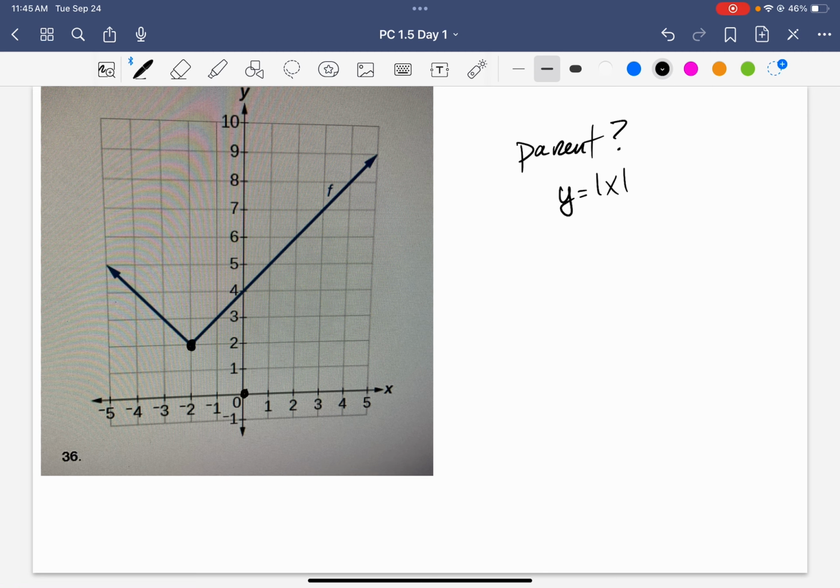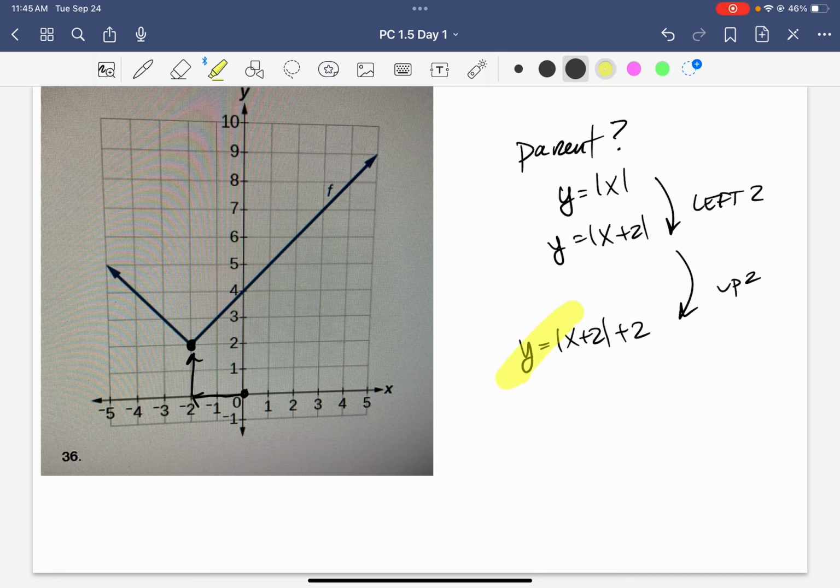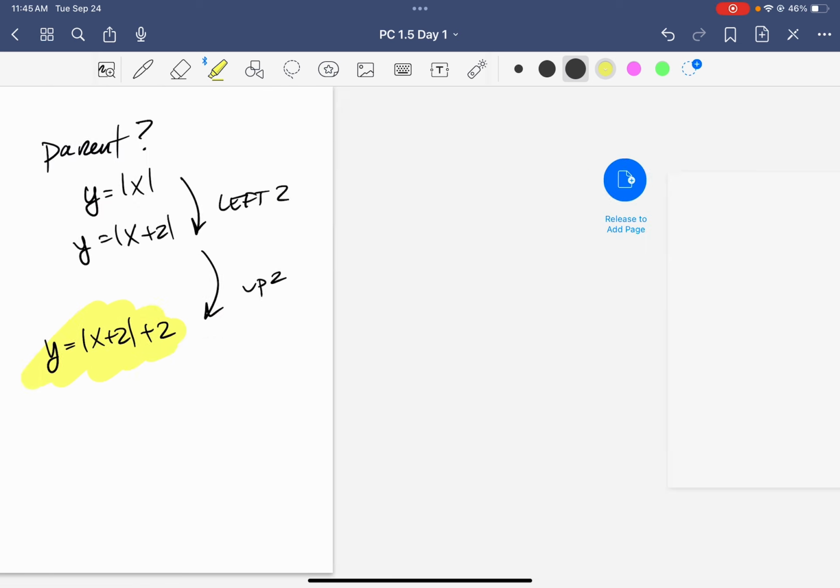Think about where the origin moved. It looks like the origin moved over 2 and up 2. So I think it moved left 2. It does the opposite of what you would think. So it would be this. And then up 2 is going to take these old outputs and add 2. So this would be the graph of the function shown in the figure. So if that's 36, then I go to 38.